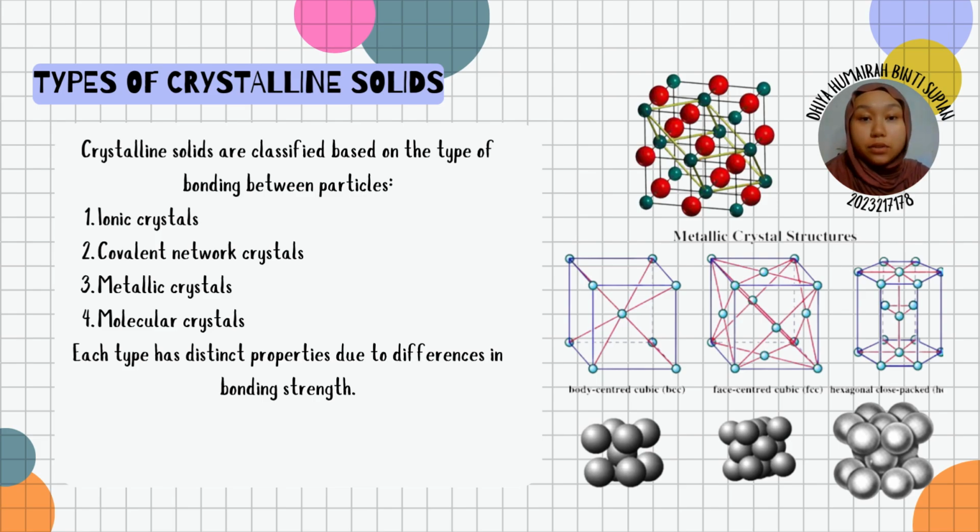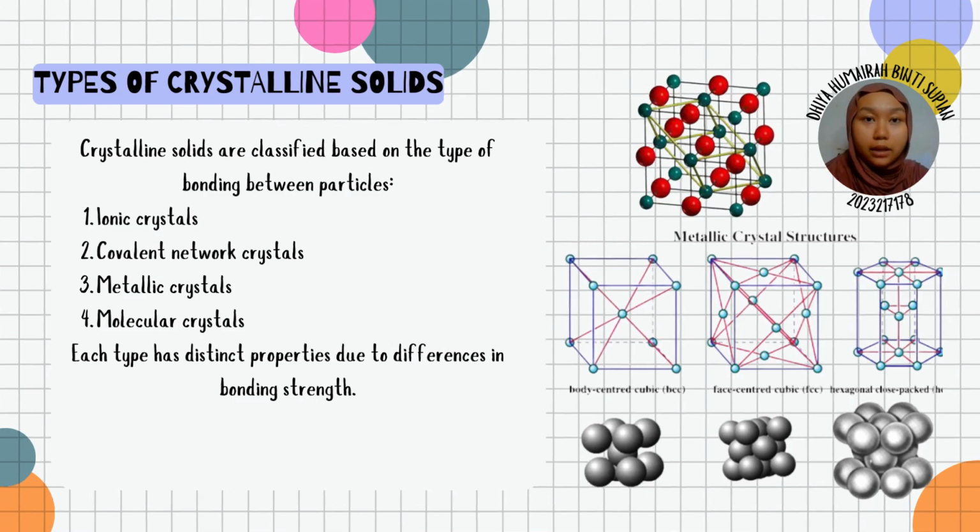Then, we have metallic crystals, where metal atoms are held together by a sea of delocalized electrons. These explain why metals are good conductors of heat and also electricity. Lastly, molecular crystals, where molecules are held together by weak intermolecular forces. Because these forces are weak, molecular crystals usually have low melting points. Each type behaves differently.